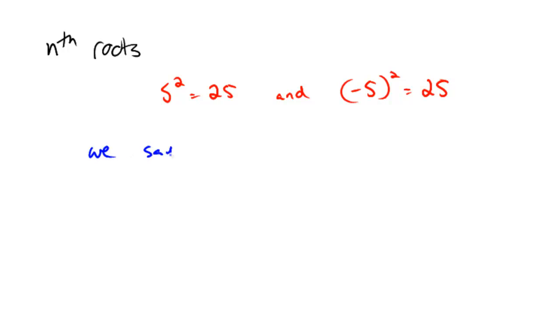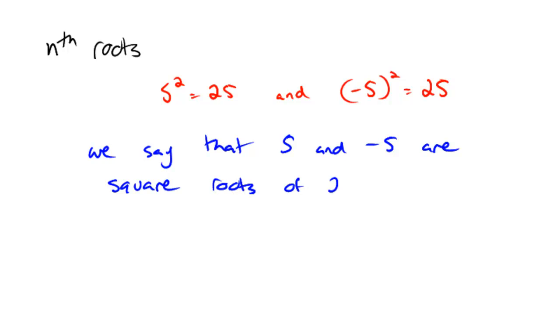So to start with an example, 5 squared is equal to 25, and negative 5 all squared is equal to 25. And so we say that 5 and negative 5 are square roots of 25. So you can see here that 25, the positive number 25, actually has 2 square roots.